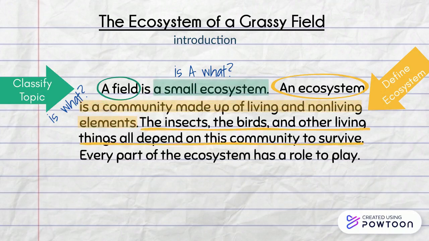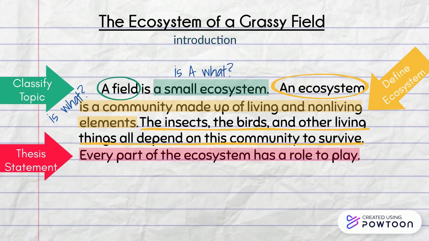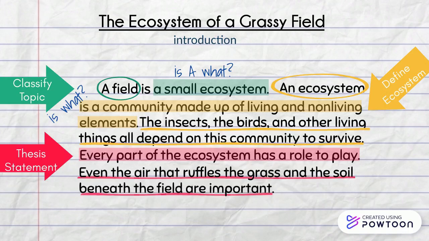Next comes the thesis statement that tells the reader that the body paragraphs will describe the ecosystem's parts by clearly saying every part of the ecosystem has a role to play. And again, the author elaborates on this by giving some examples.